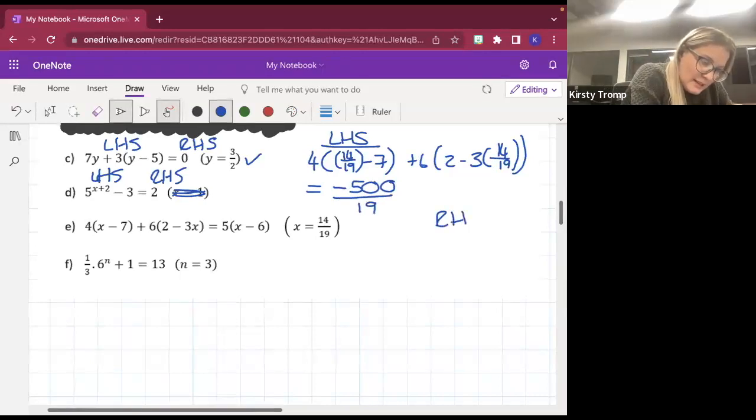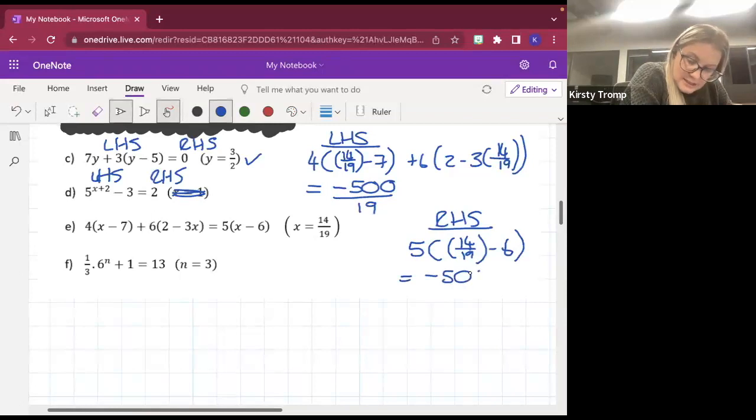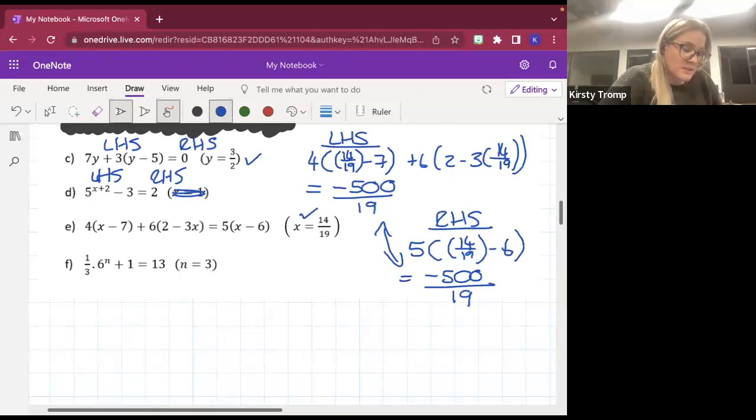On the right-hand side, you've got 5 open brackets, 14 over 19 minus 6 equals. When you put that in your calculator, you also get negative 500 over 19. So what do I know? I know that these two sides are the same. So is x equal to 14 over 19? Yes, it is.